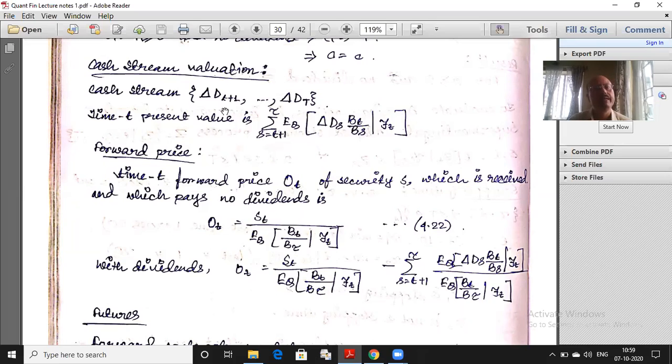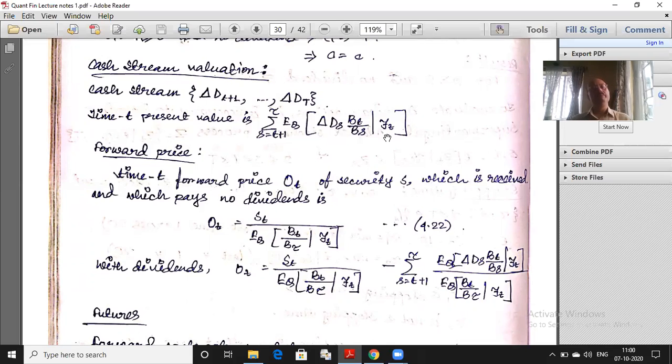So if I am looking at a cash stream from t plus 1 to capital T, then the time t present value is sum over all these expected payments evaluated at time t, the present value concept. And there might be uncertainty involved to those cash payments. So I take expectation conditional on whatever information I have now. So conditioning on my current information, I calculate the conditional expectations and sum them up.